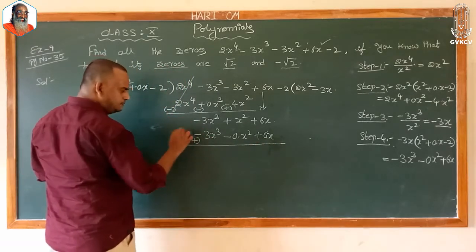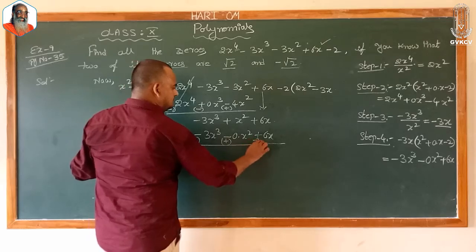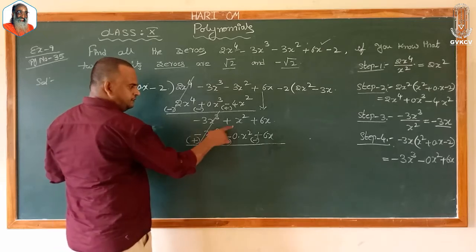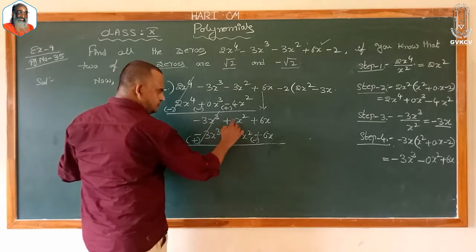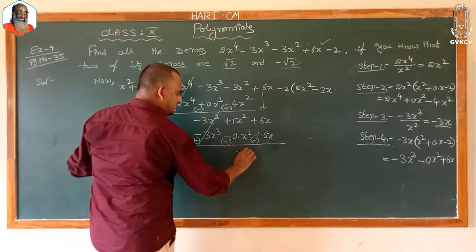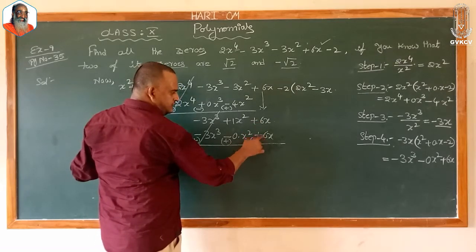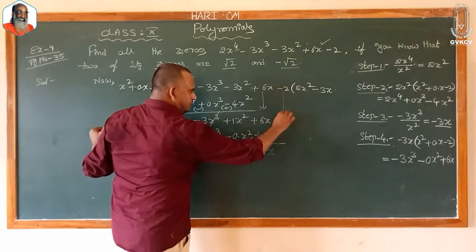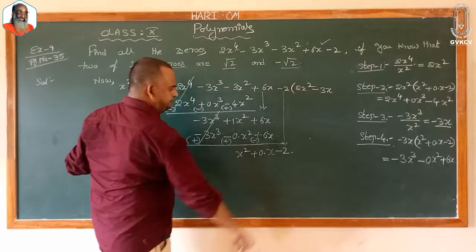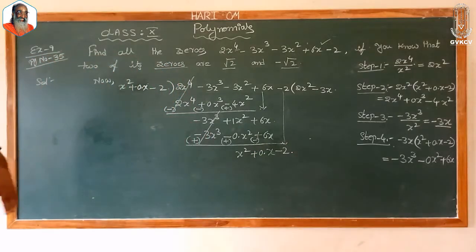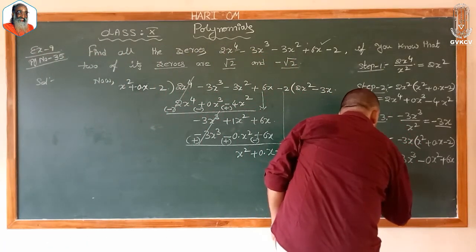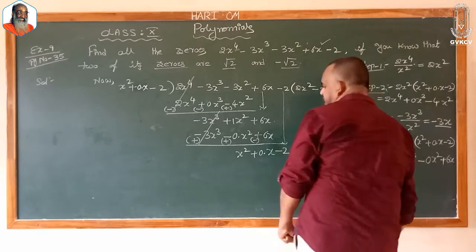Now, changing of the signs, plus, minus. Minus 3x cube plus 3x cube get cancelled. Here x square and 0, so you will have 1x square, means x square. Plus 6 and minus 6, 6 minus 6 is how much? 0 into x. And now we get down the minus 2. Now what I have? X square plus 0x minus 2. Again let us continue the steps. Now step 5. What is step 5?